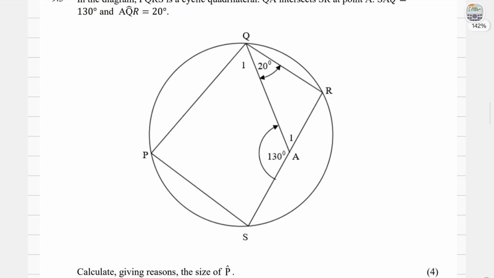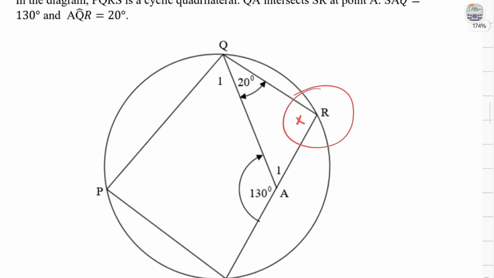How do we find that? Don't go finding random things, because if you do that, you end up wasting time. Let's create a strategy to find angle P. Because angle P is at the circumference and we have a cyclic quad, we can focus on using the opposite angles of the cyclic quad. So in order to find angle P, we need angle R. So how do we find angle R?